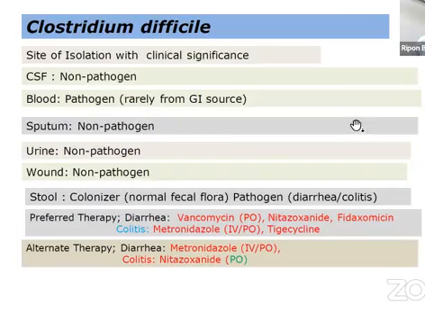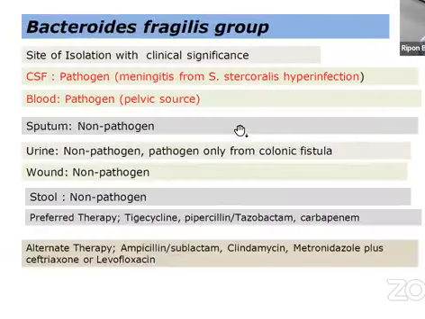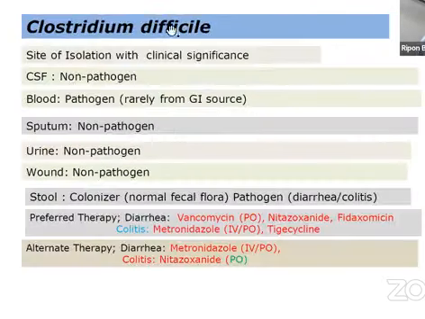Now, Clostridium difficile. Actually, the facility to identify these anaerobic bacteria is very limited in our country, but we should improve our facility so that we can detect anaerobic bacteria like Clostridium difficile and Bacteroides. These Clostridium difficile are usually non-pathogenic at different sites, but they can be pathogenic in blood if they enter the blood from any GI source.